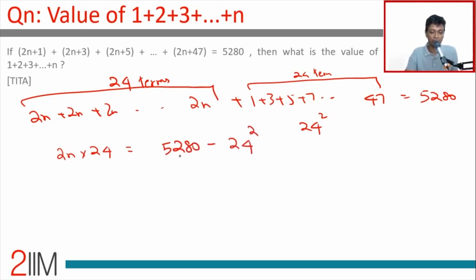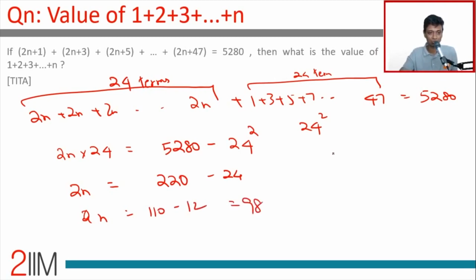This will be a multiple of 24. Let's cancel out 24. 2n equals 5280 by 24, which is 220, minus 24, or n equals 110 minus 12. 110 minus 12 is 98.